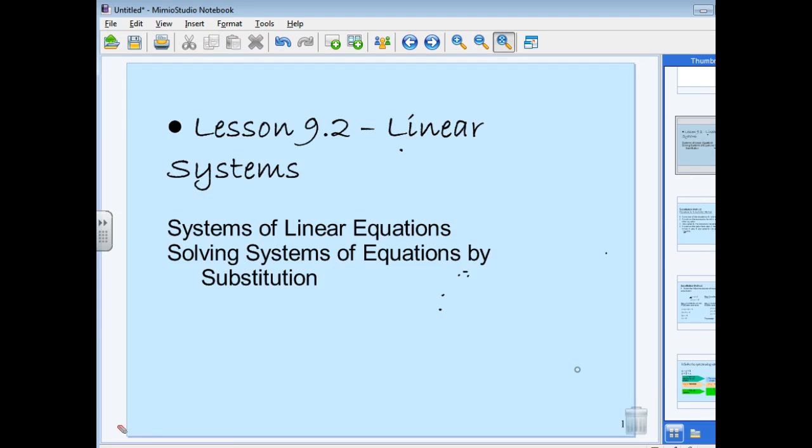Hello guys, welcome to lesson 9.2 and we will continue with systems. Last time we learned how to solve linear systems by graphing, and in this lesson you will be learning how to solve systems by substitution.